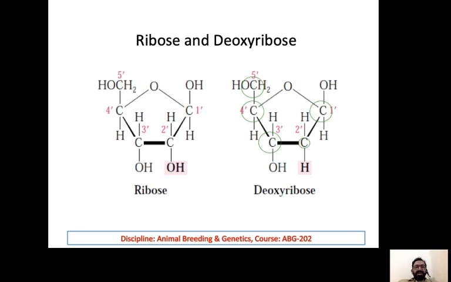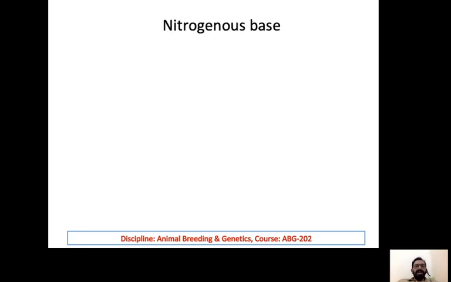Now, where is the difference? The difference you can see in the red circle. On carbon number 2, there is a hydroxyl group attached to the carbon in ribose sugar, while in the deoxyribose sugar, there is a hydrogen attached. As the oxygen is removed, that's why it is called deoxy, without oxygen, and it's called deoxyribose. That is primarily the sugar component of the DNA.